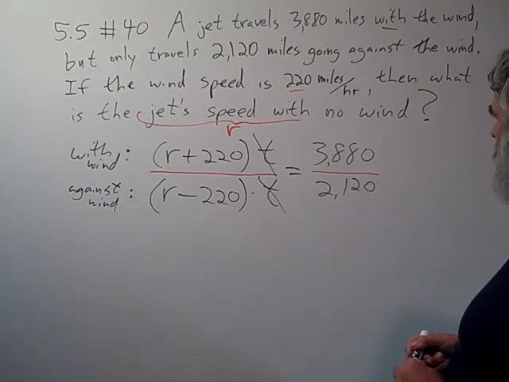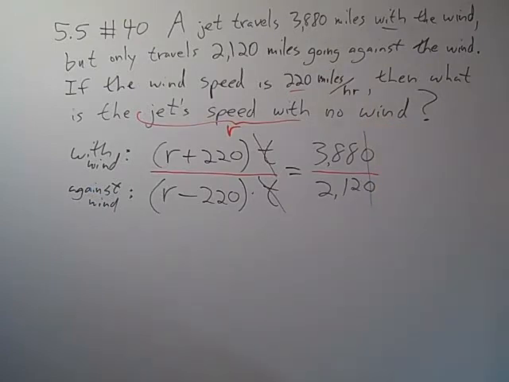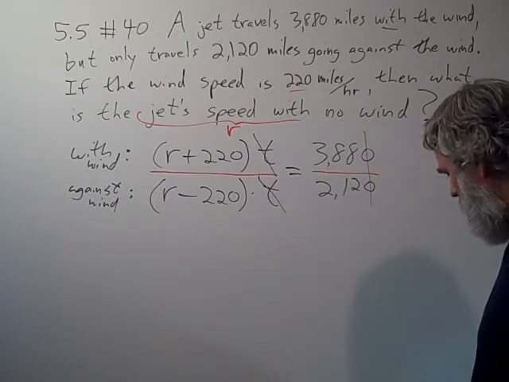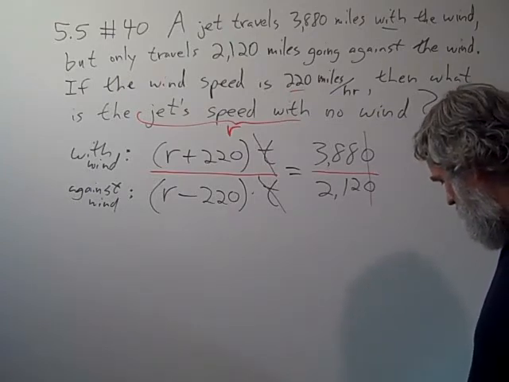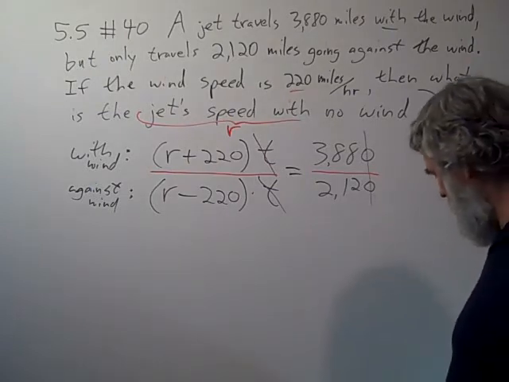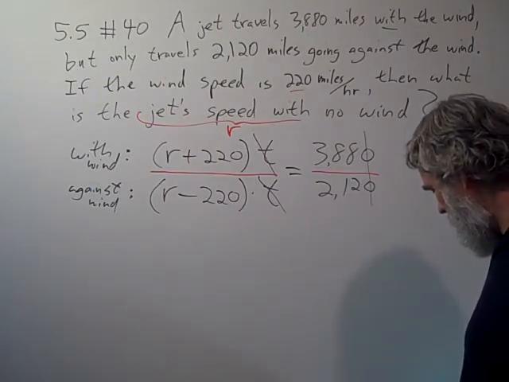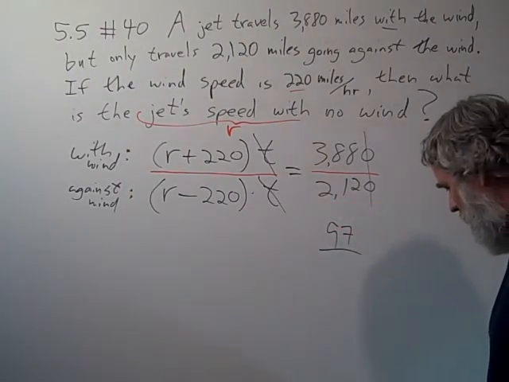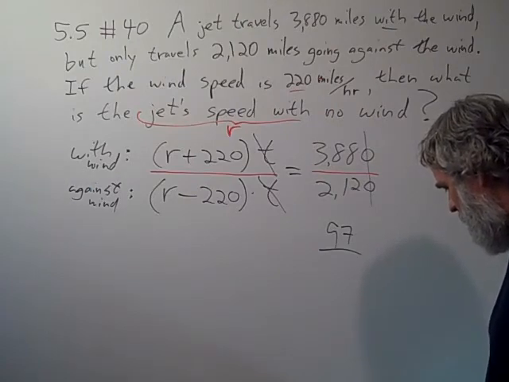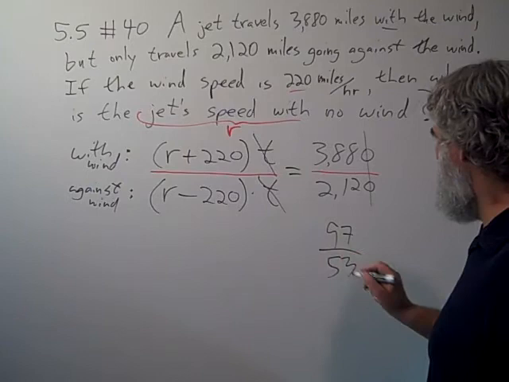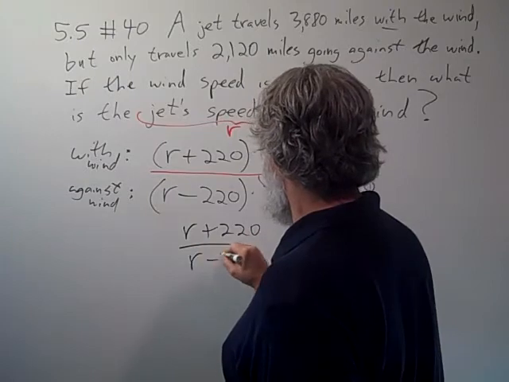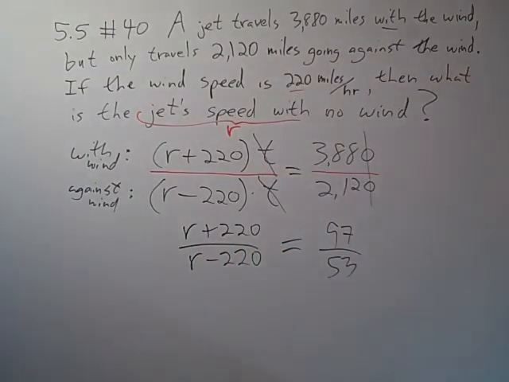And we can cancel a couple of zeros here on the right side, and let's see, 388 divided by 2. We can divide by 4. 388 divided by 4 is 97, and 212 divided by 4 is 53. So that side reduces to that, and we have r plus 220 divided by r minus 220 equals 97 over 53. So now we can cross multiply.